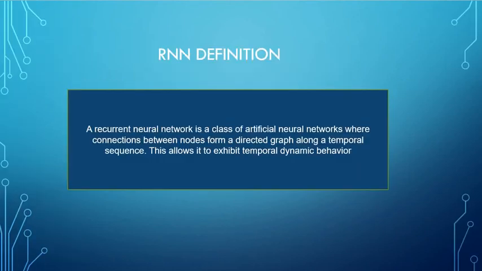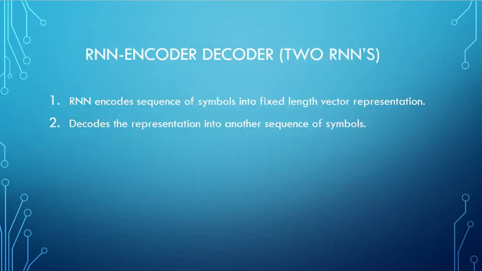What is an RNN? A recurrent neural network is a class of artificial neural networks where connections between nodes form a directed graph along a temporal sequence. It allows it to exhibit temporal dynamic behavior. Actually, this RNN encoder-decoder contains two RNNs, in which one RNN encodes a sequence of symbols into a fixed-length vector representation, and the other decodes the representation into another sequence of symbols.